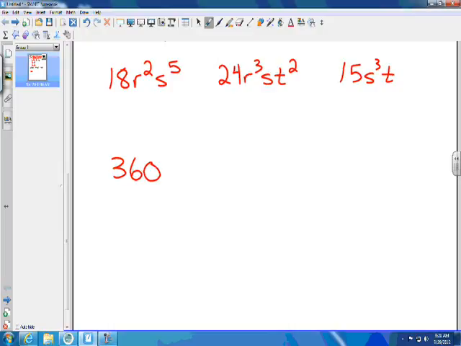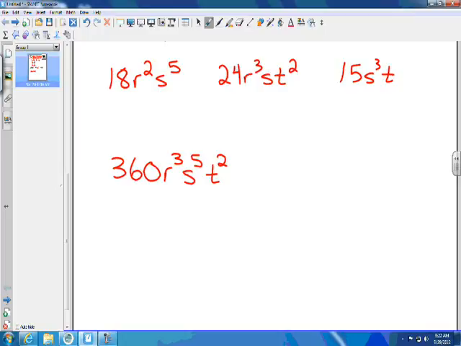Then you look at the letters, and you start with the first alphabetical letter, which is any of the three. You look for the first letter in the alphabet, which is what in this case? R, and then you take the biggest one. What's the biggest R you have? R to the third. Next would be S, the biggest one. S to the fifth, and T to the second. That would be your common denominator if you had to finish this problem. Right now we're just finding the least common multiple. That's what it is. Let's do one more.